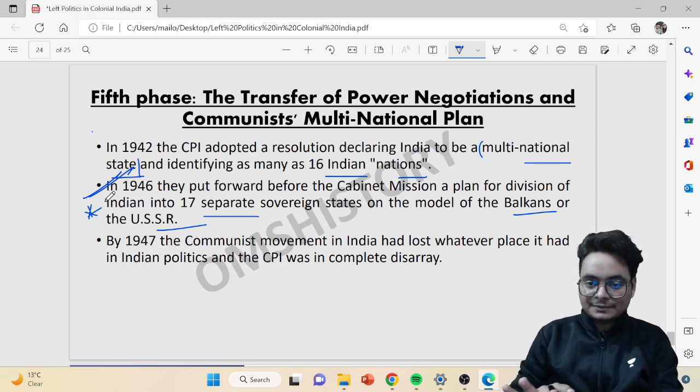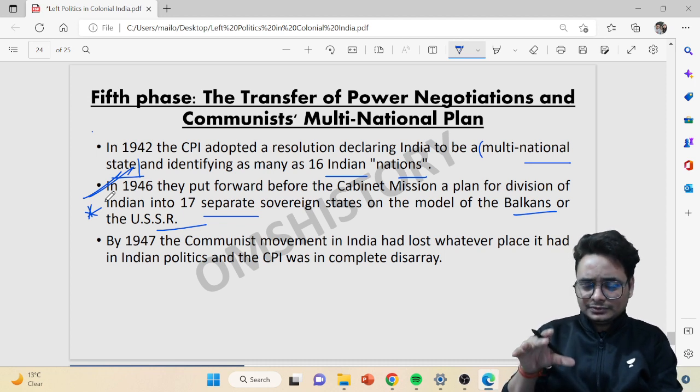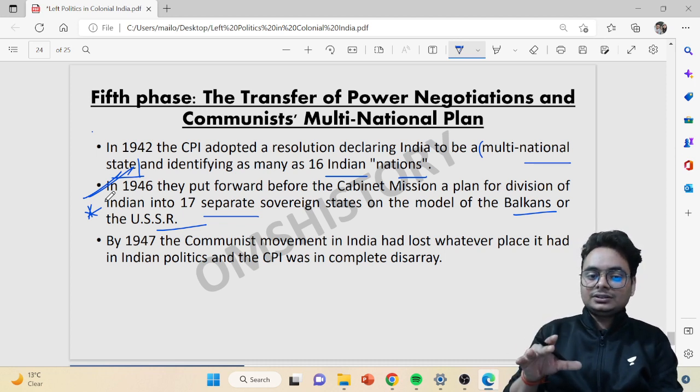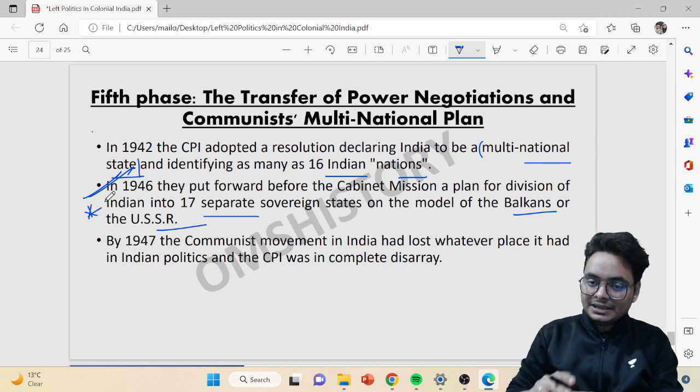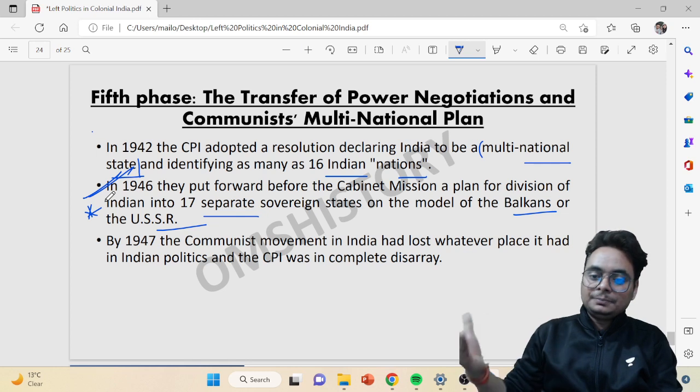But the strategy was same. जो हमने आपको बताया कि out of these 17 separate states, अगर एक या दो स्टेट में भी या उससे ज्यादा स्टेट्स में अगर कम्युनिस्ट पार्टी ऑफ इंडिया का वर्चस्व रहता है, तो they will make that very state or that very area or sovereign state as their base, and then they will fight for the change in the other part of India.